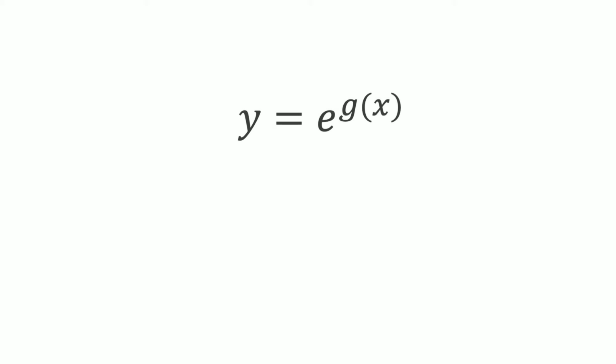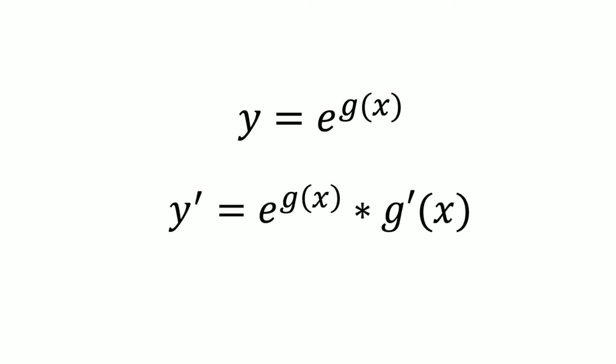On your screen you can see the natural exponential function y equals e raised to the power g of x, in which g can be any function. The derivative of y can be calculated by multiplying e raised to the power g of x by the derivative of g of x. Let's make this clear using an example.